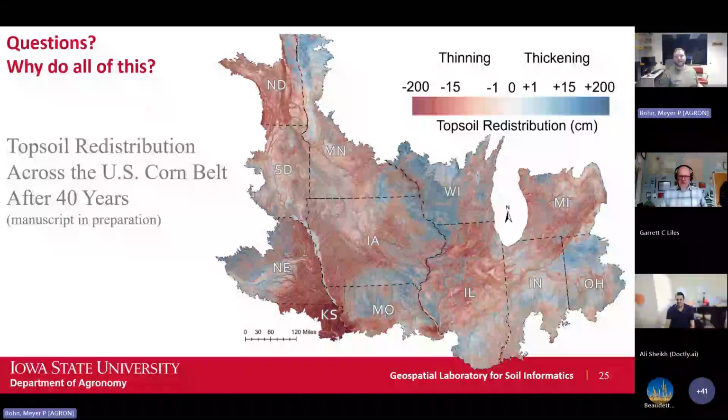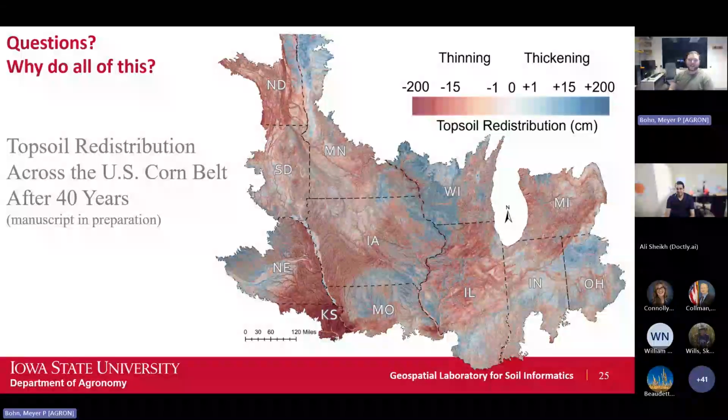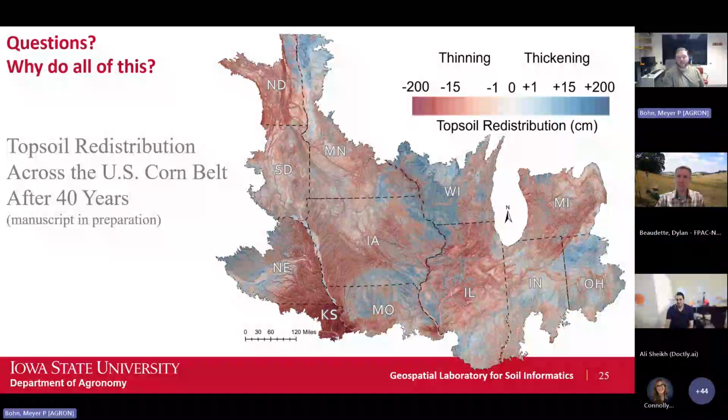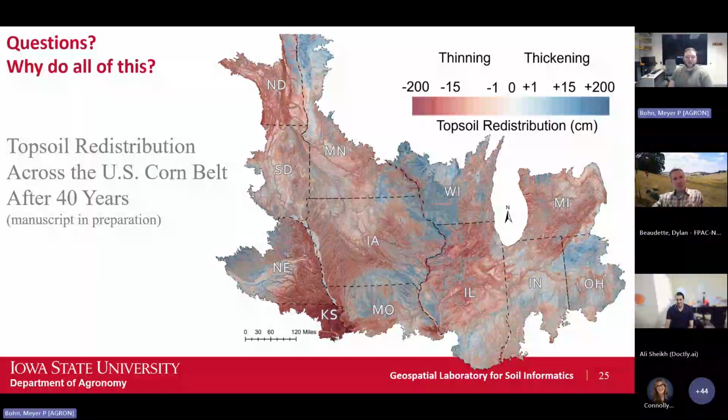And so, take any questions on this, or I can take them after Dylan is done. But really, what's the impetus behind doing all of this? If you wanted to see a concrete product that's coming out of saving these legacy data, here's an application in looking at the change in topsoil thickness across the Corn Belt over 40 years. And so you can see in the reds is where you have a thinning of that topsoil surface.